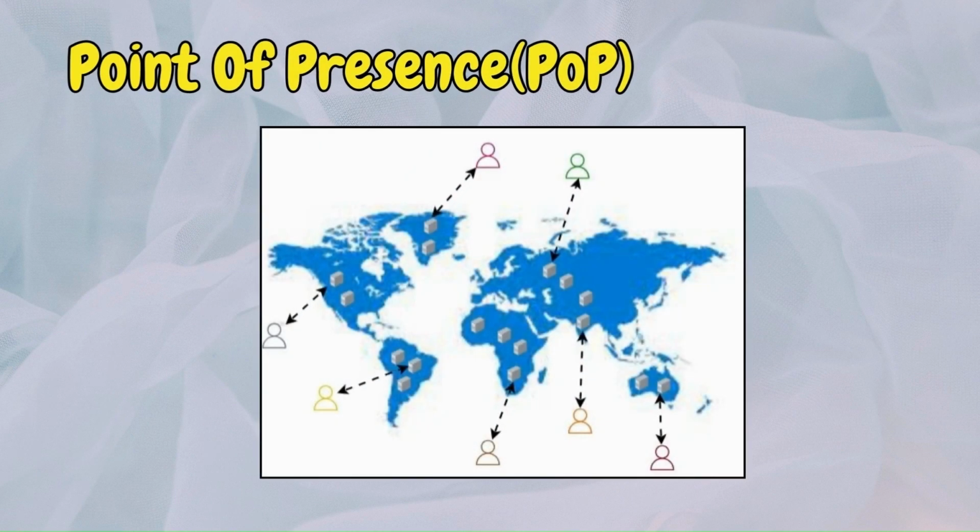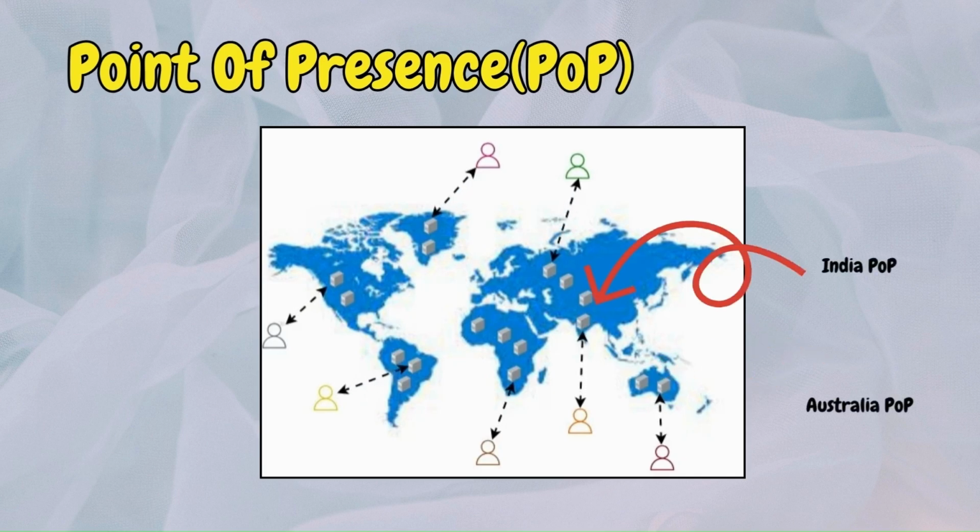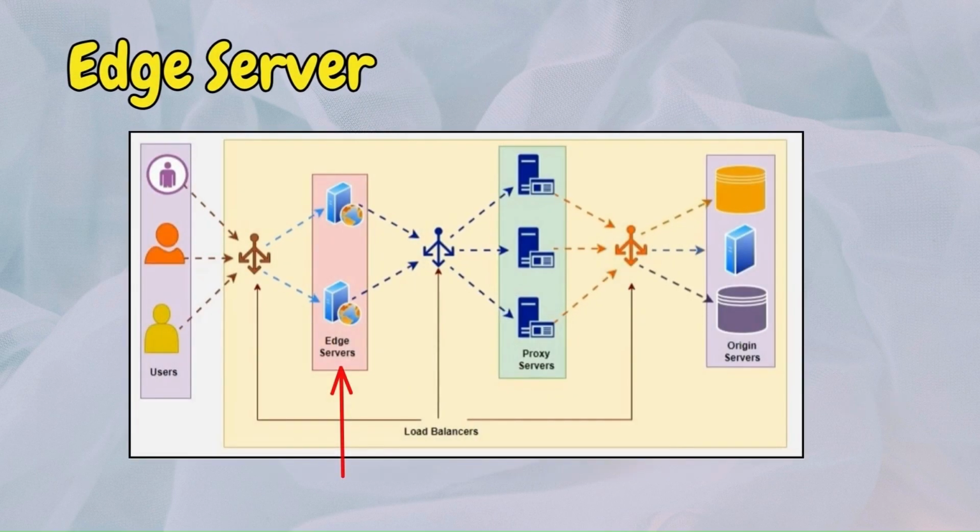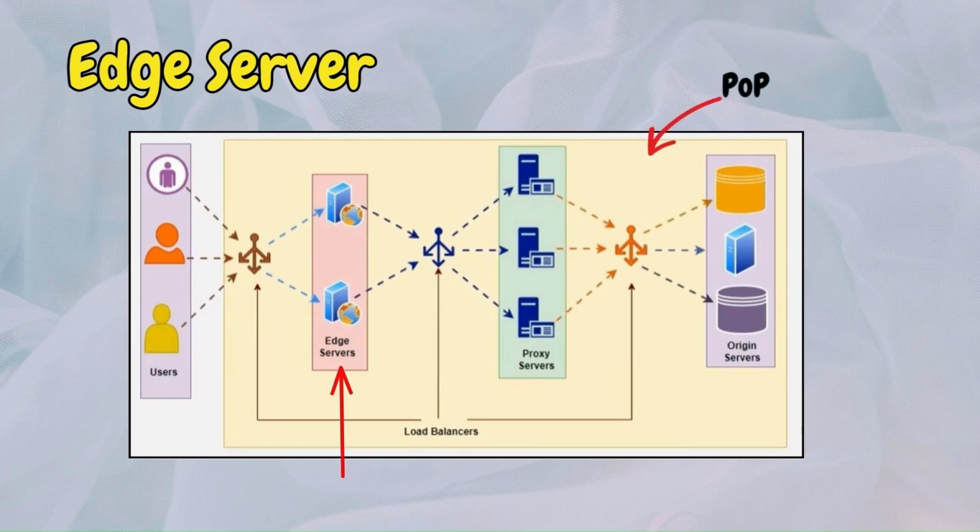A point of presence, or POP, is a network location where CDN infrastructure is placed to cache and deliver content. For example, a Netflix data center located in New York City is a POP among several of its POPs. An edge server is a server at the edge of a CDN network, caching and serving content to users. Edge servers are located at POPs.